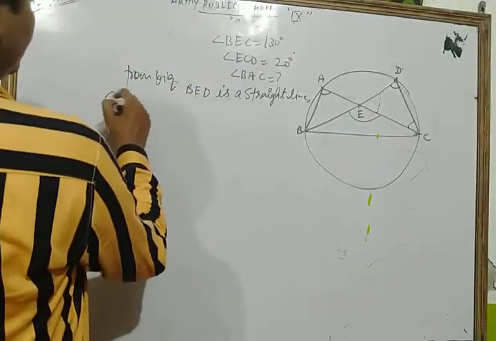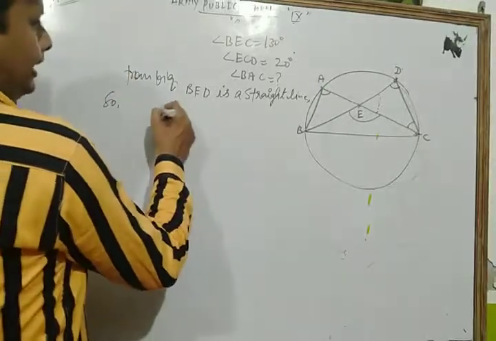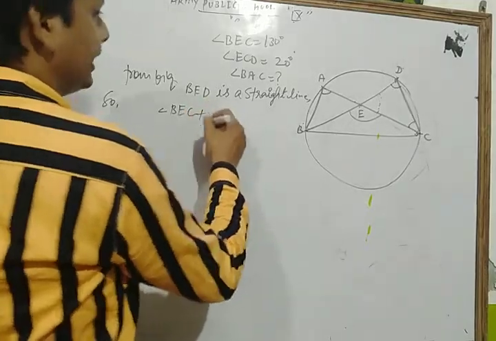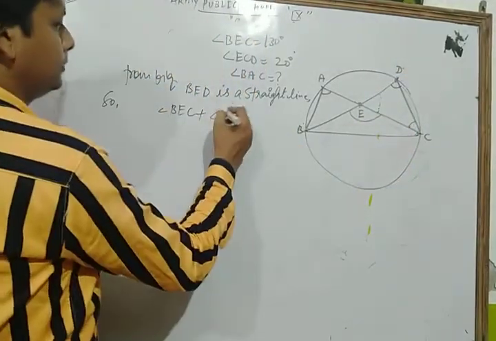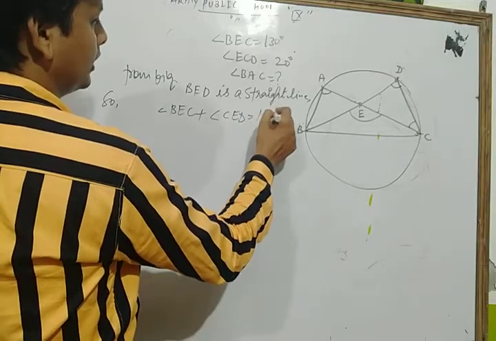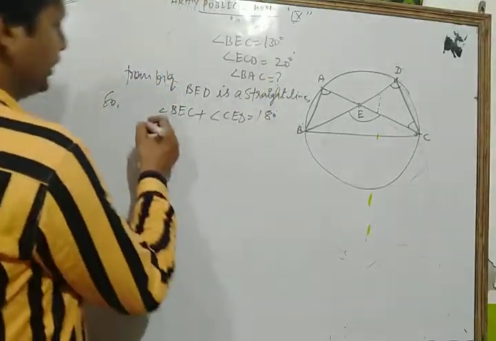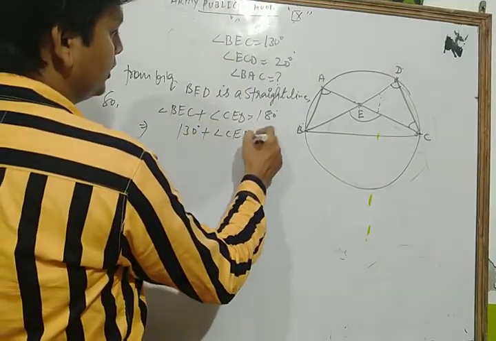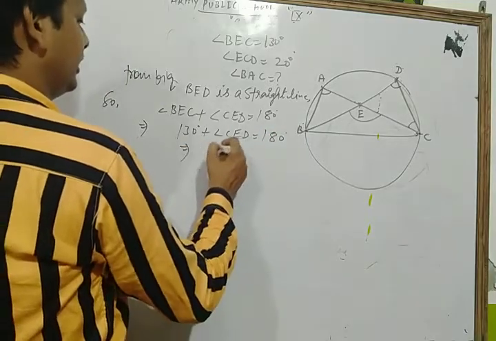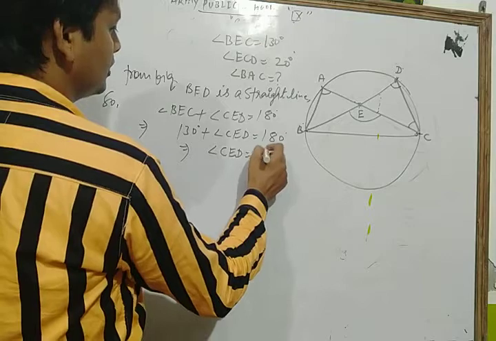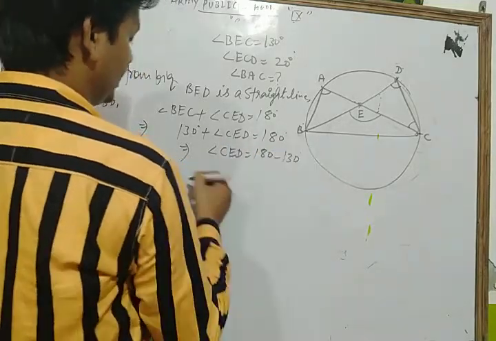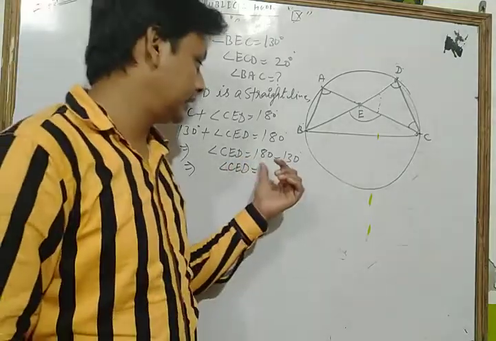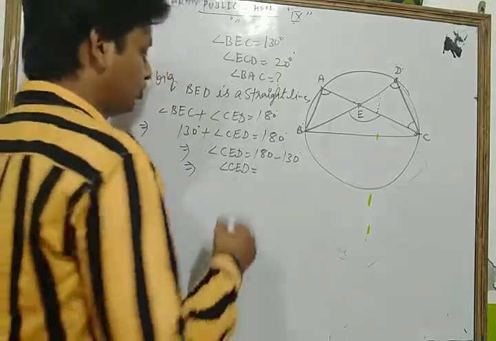So angle BEC plus angle CED. Angle on a straight line is also 180. So here first of all we find BEC is 130 degrees plus angle CED is equal to 180. So we find in this way angle CED as 180 minus 130. 180 minus 130 is what? 50 degrees.